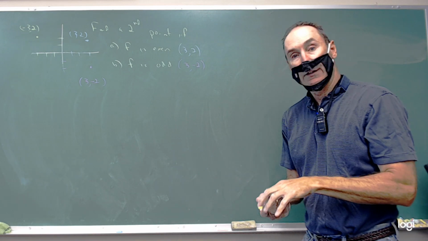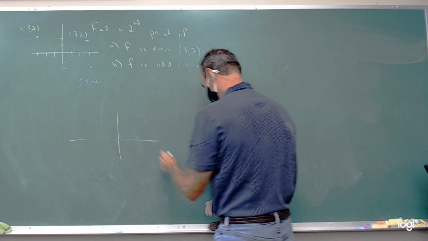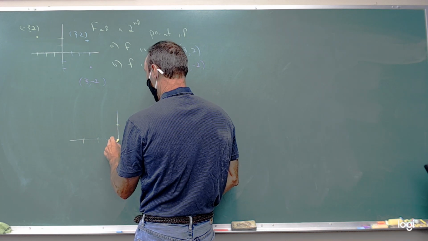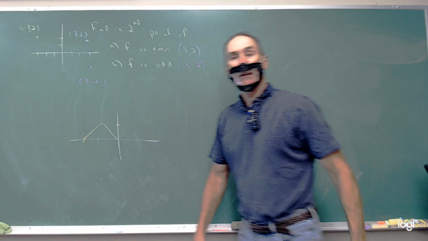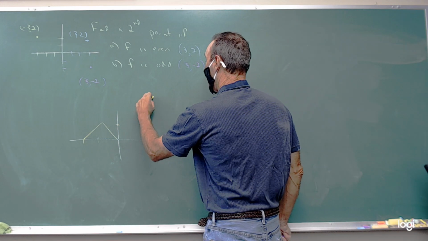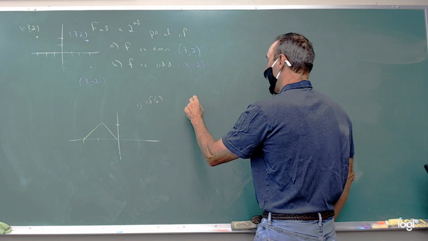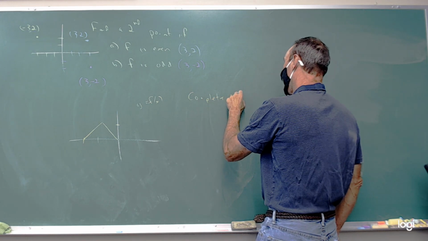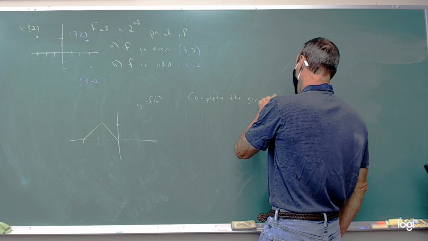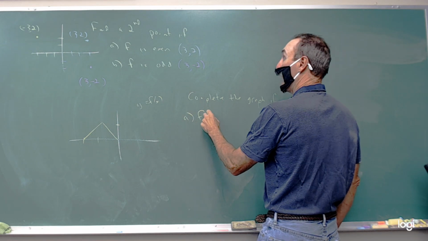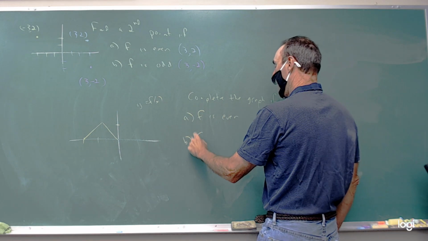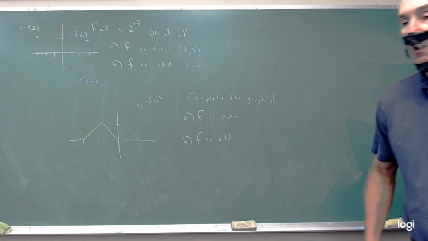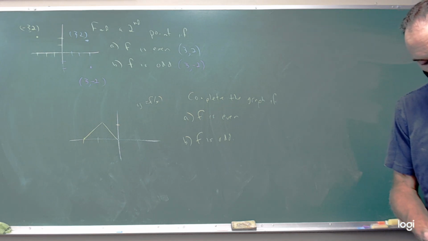Nice. Okay. Let's up the game a little bit. So here's part of the original, and that's a piece of y equals f of x. Complete the graph if A, f is even, and B, f is odd. So draw another part of the graph if it's even or odd.